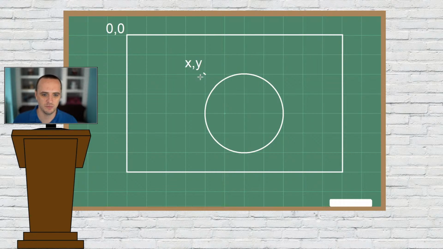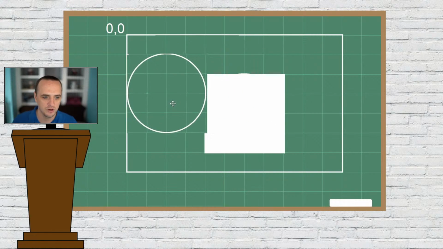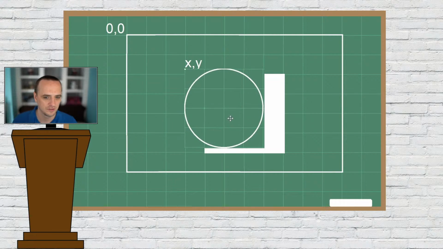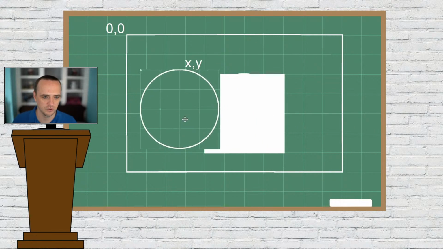So here we go. Let me do this in a sort of really funny way. As this circle is moving around like the DVD logo, we want it to bounce. We want it to bounce. Boom, boom, boom, boom, boom, boom.